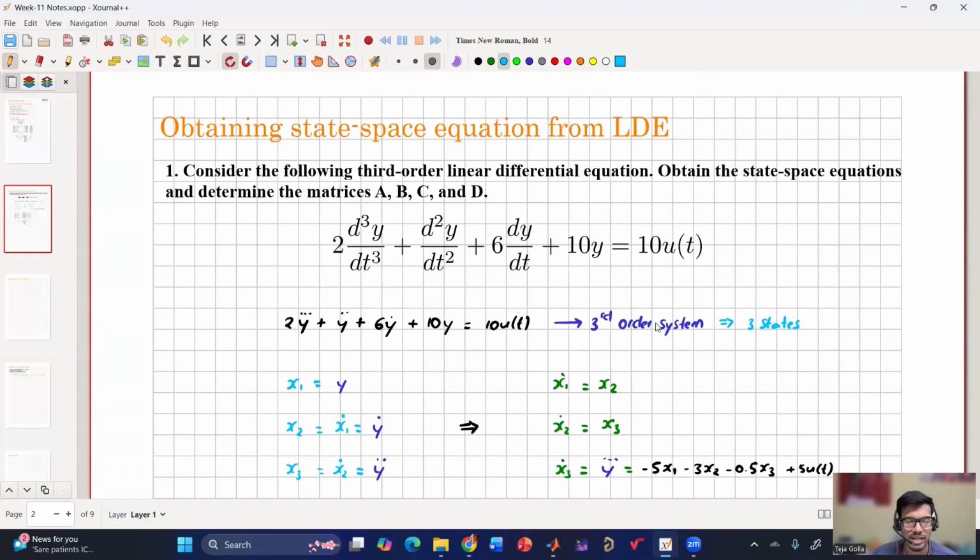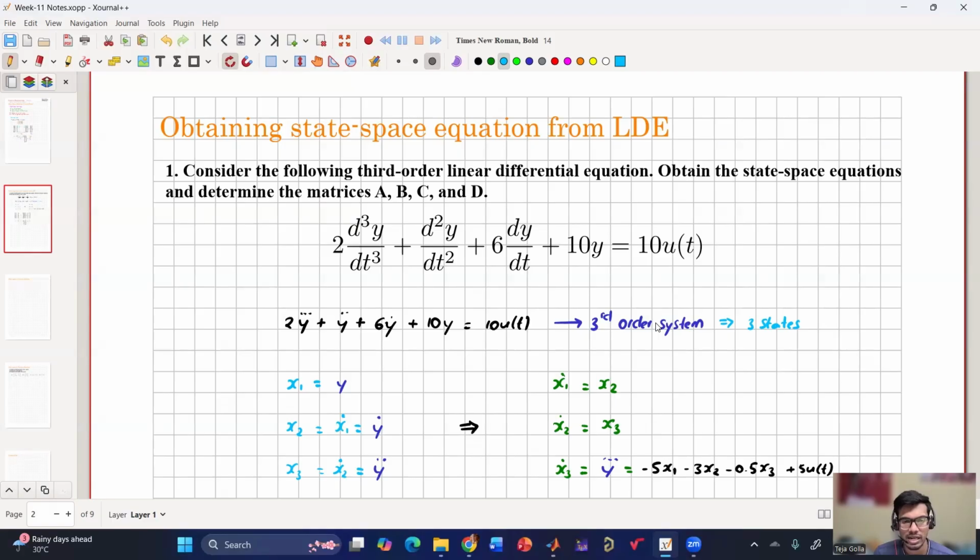Now I have rewritten the given equation in such a way that it is in terms of y and y derivatives. So it is 2 into y triple derivative plus y double dot plus 6 into y dot plus 10y equal to 10 into u of t. I know that the system is third order, so I have to choose three states. Whenever there is a linear differential equation in this way, always start with y and then consider the derivatives of y as the states. So starting with y, I have to get two more states. So I'll consider y dot as well as y double dot. So y I have considered as my state x1, y dot as x2, and y double dot as x3.